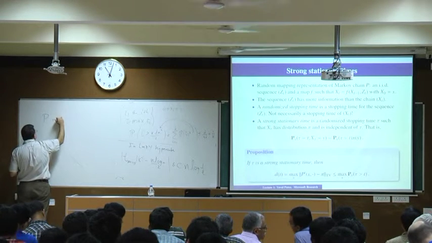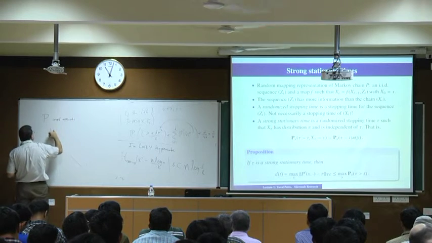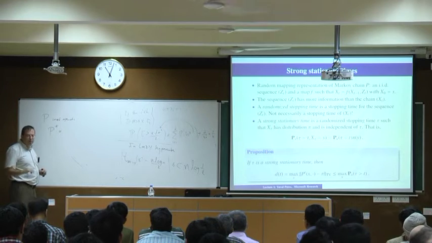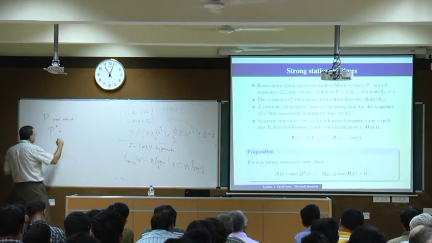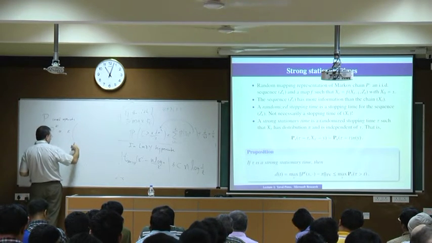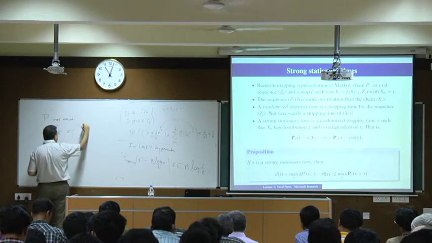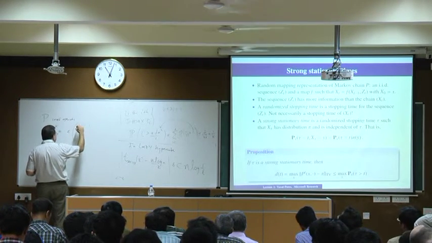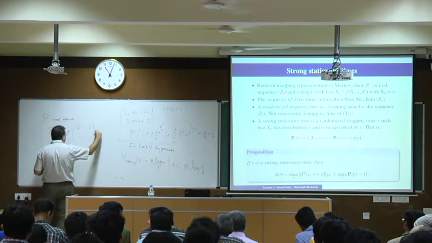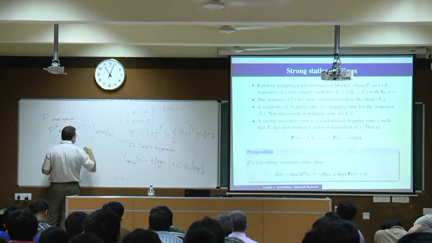If P is irreducible aperiodic, then there is some K so that P to the K is positive everywhere. So I can write P to the K as some epsilon times the matrix of all ones over n, plus 1 minus epsilon times some matrix Q.